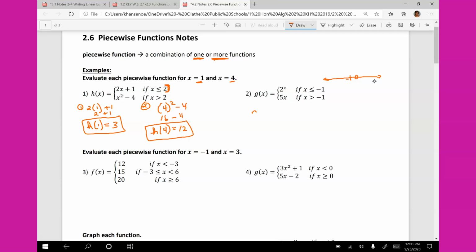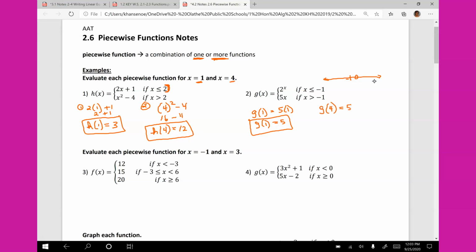So then for g of 1, it does fit in the second one. I would have 5 times 1, because 1 is greater than -1, which means g of 1 equals 5. I would do 4. Is 4 greater than -1? Yes, so I plug it in. G of 4 equals 5 times 4, so g of 4 equals 20.